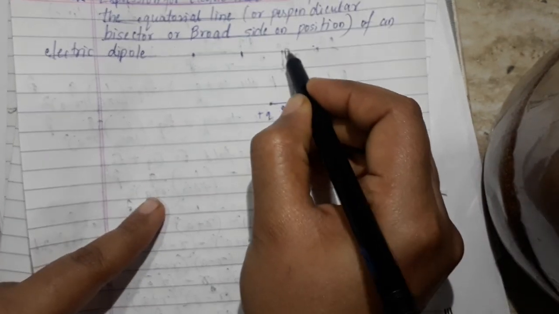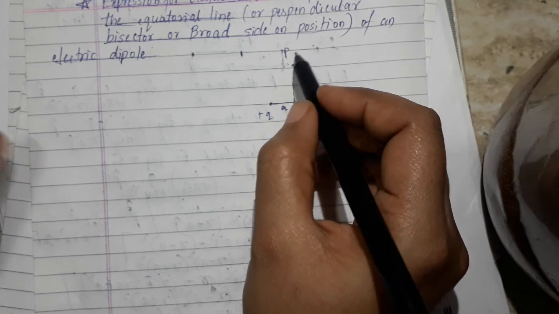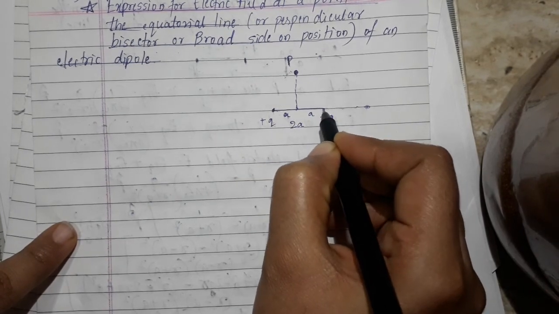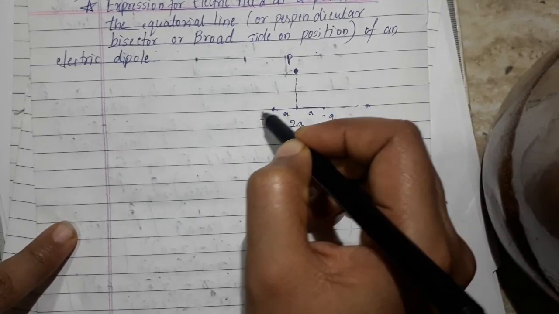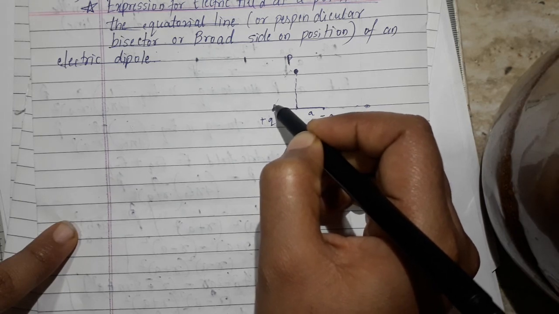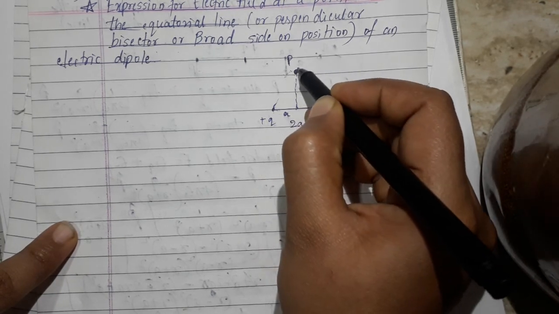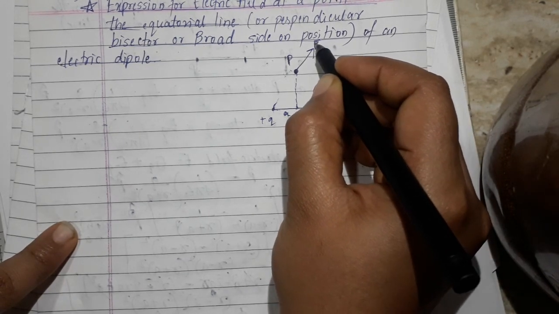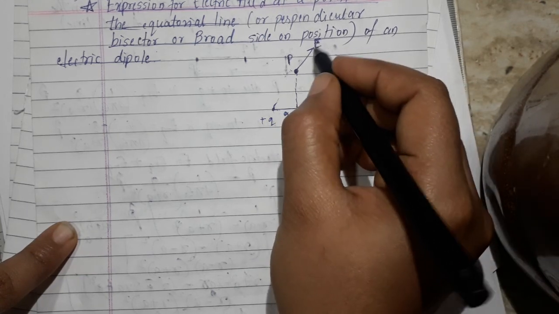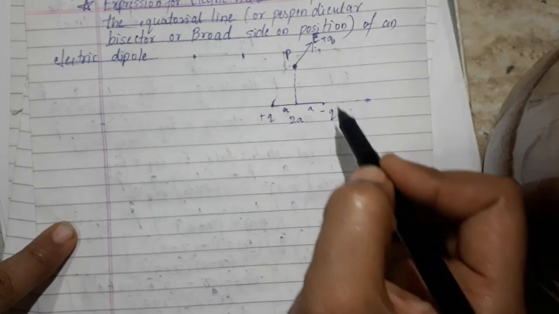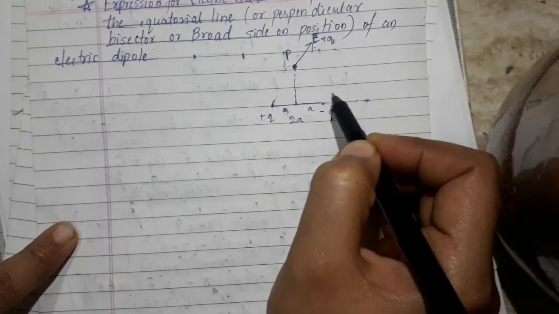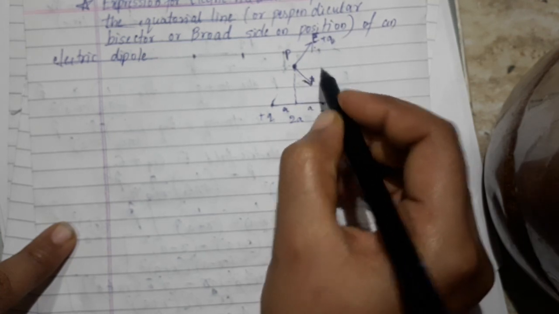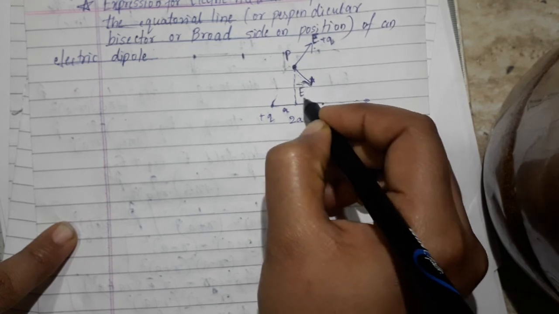Now we have to calculate the electric field at this point P due to the plus q charge and the minus q charge. Due to the plus q charge, the electric field will be away from the charge. This is the electric field due to plus q charge. Due to the minus q charge, the electric field will be towards that charge, towards the negative charge. This is E minus q.